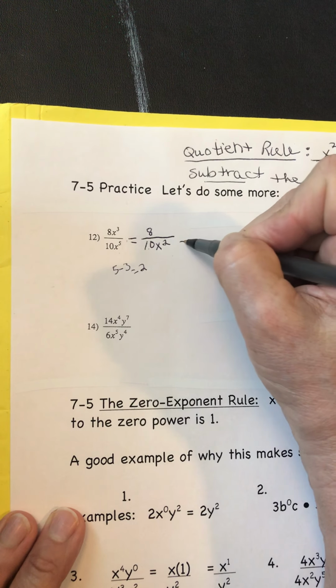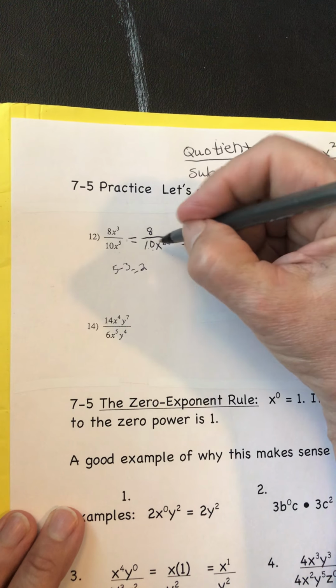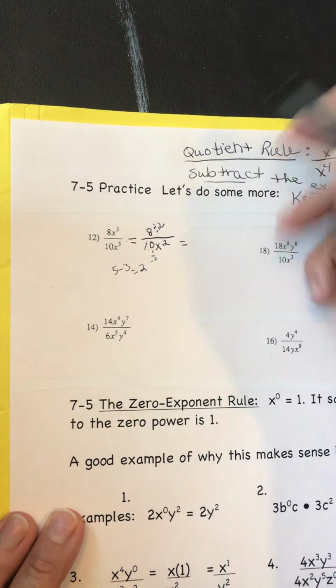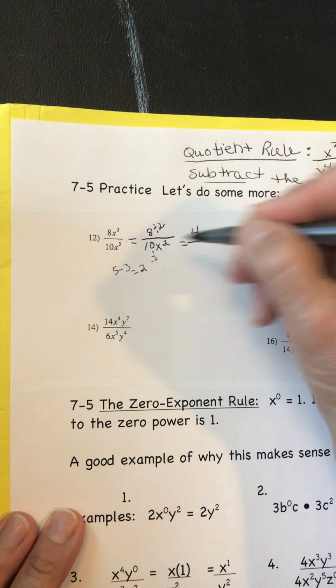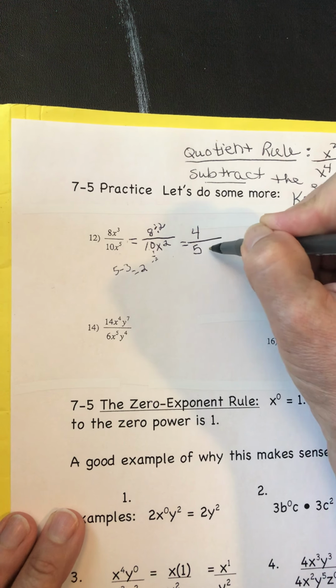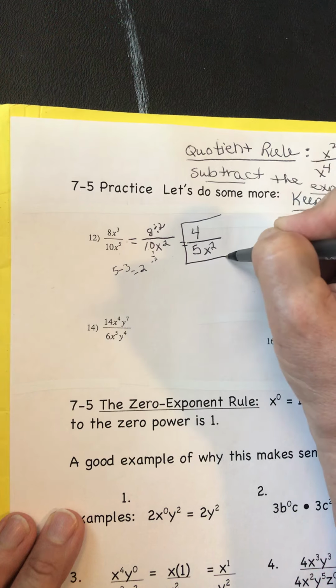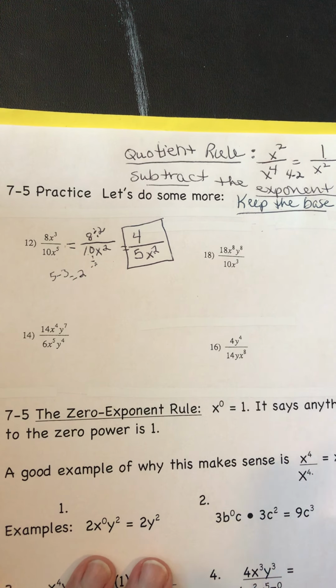Okay? Now I'm ready to reduce my fraction, 8 over 10. I would take 2 would be a good number that goes into both. 8 divided by 2 is 4, and 10 divided by 2 is 5. Keep that x squared, and that is my answer. Okay, let's do the next one again. And let's do number 18.